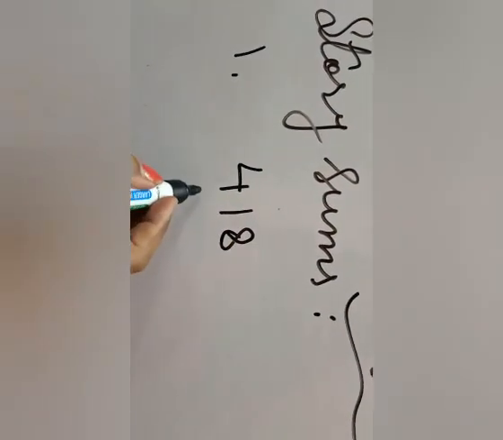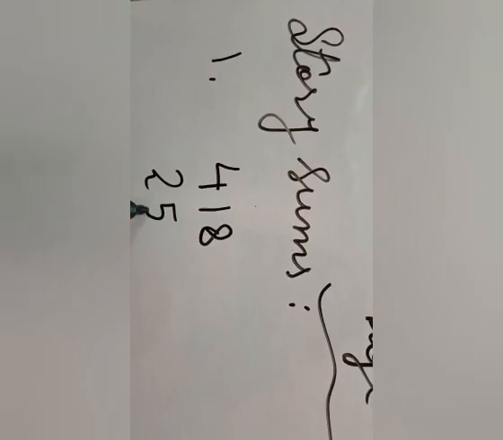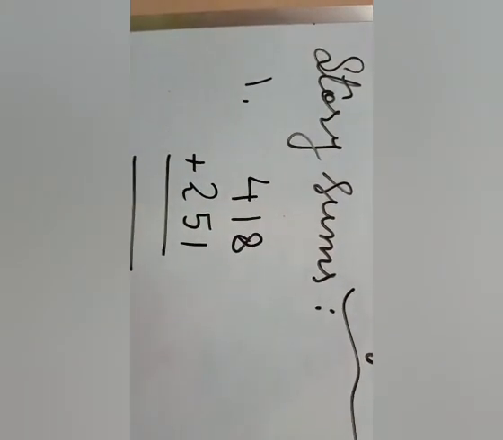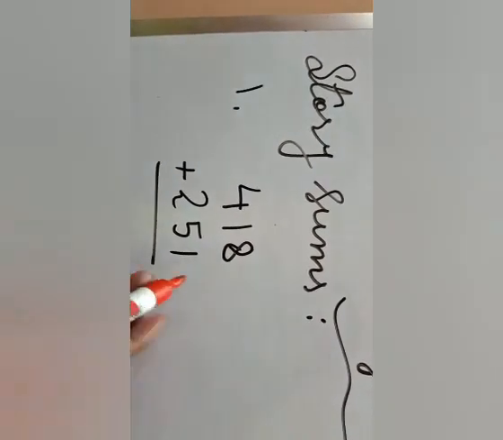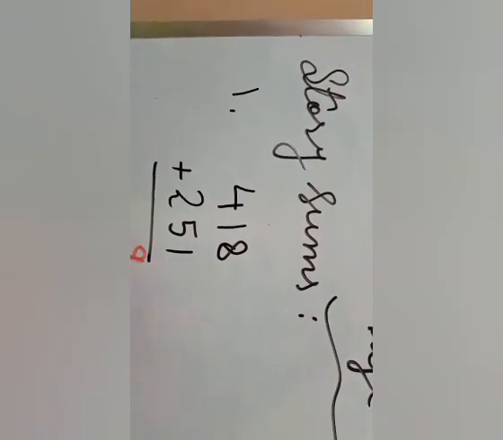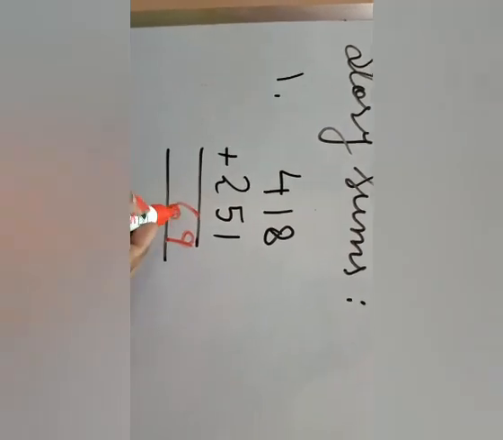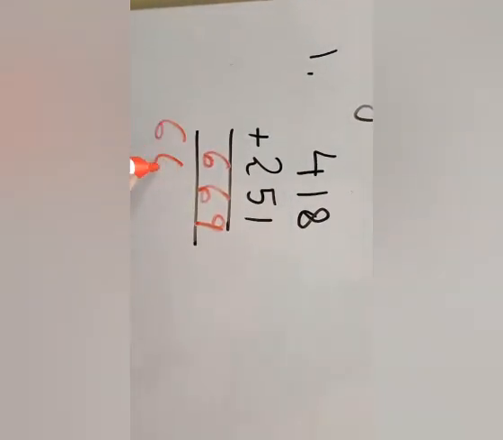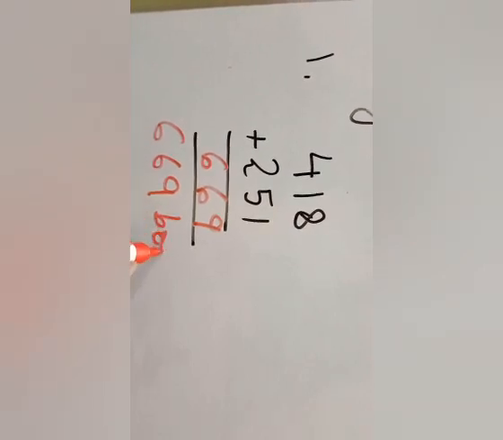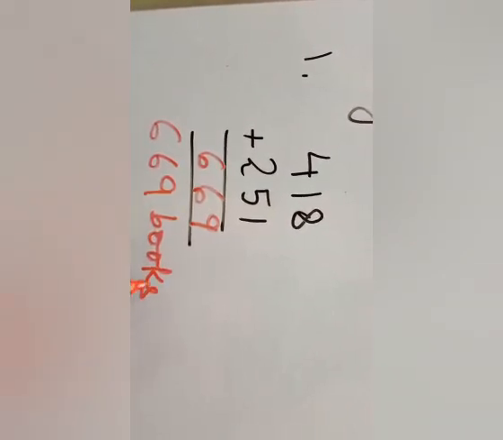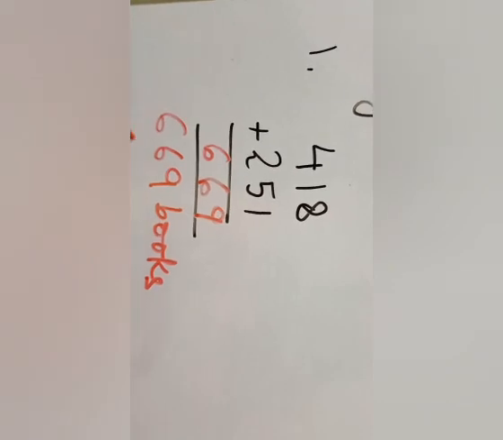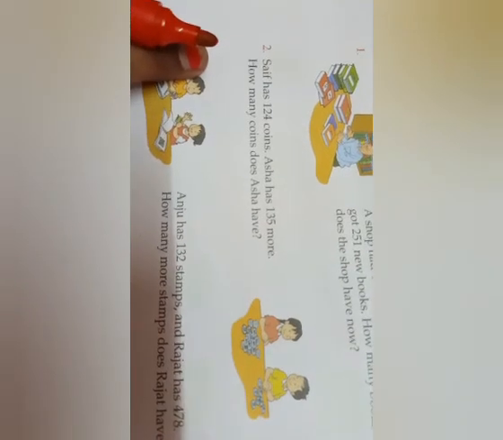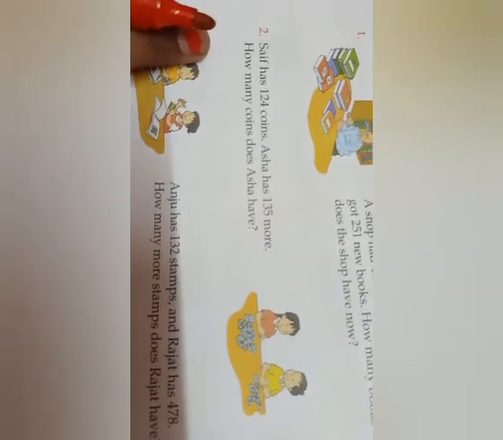418, we have to add 251 with it. So add these numbers. 1 plus 8, 9. 1 plus 5, 6. 2 plus 4, 6. The answer is 669 books. You will write answer also in the next line like this, 669 books. Now come to the second question. Second question, let us read.